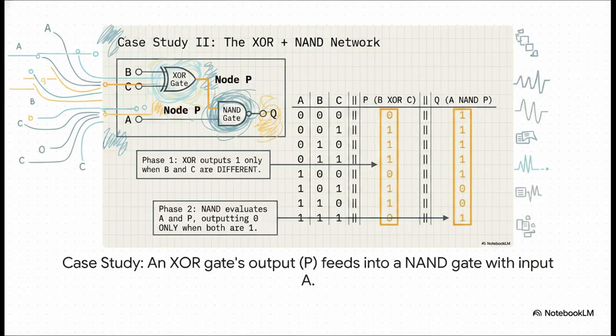So here's our circuit. We've got 3 inputs, A, B, and C. The inputs B and C go into an XOR gate. Now, XOR just stands for exclusive OR, and its rule is simple. It only outputs a 1 if its inputs are different. Then, the output of that gate, which we're going to call P, goes into a NAND gate along with input A. And a NAND gate is just the opposite of an AND gate. It outputs a 0 only when both of its inputs are 1. Our final mission is to figure out the output, Q.